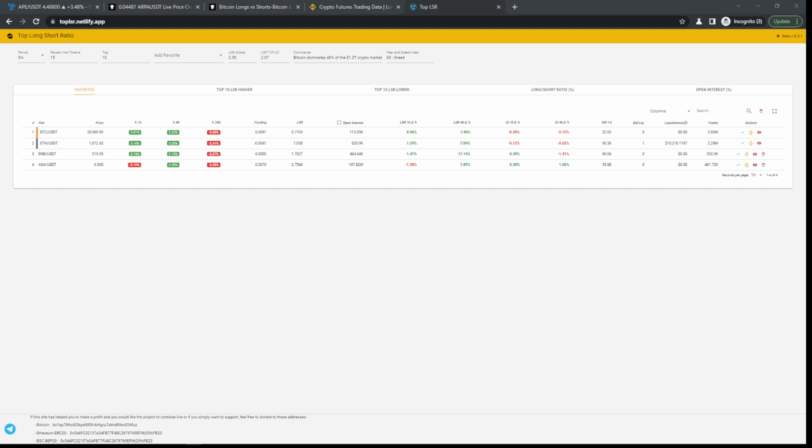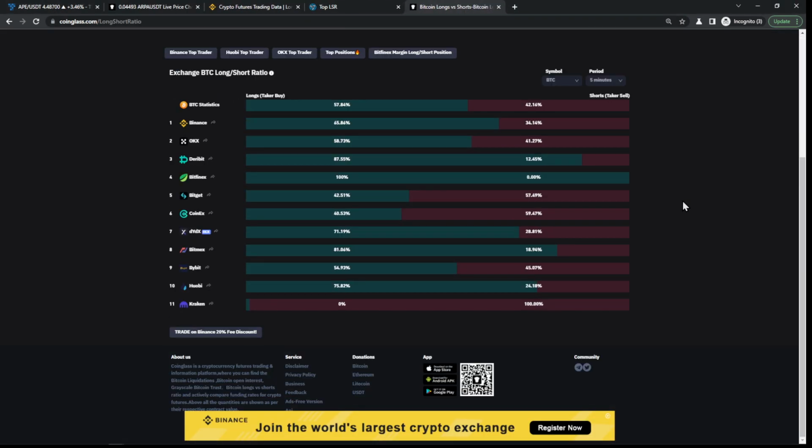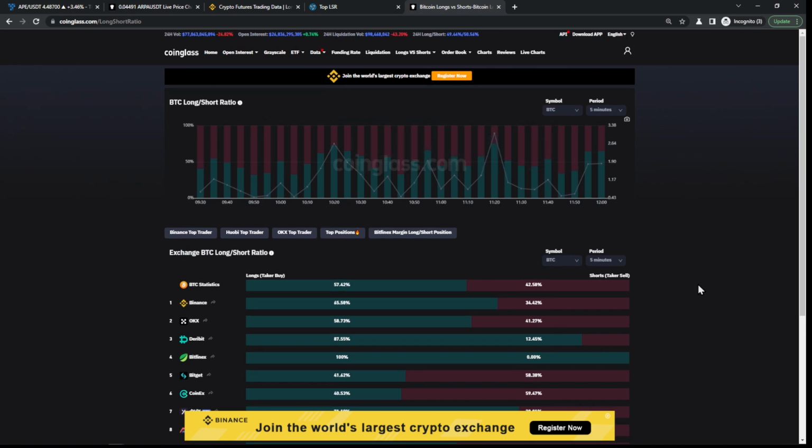We're gonna make a short one, quickly, straight to the point, so there's no messing around. Okay, so basically, these are the tools we use day to day. So that's the Coinglass long short ratio.